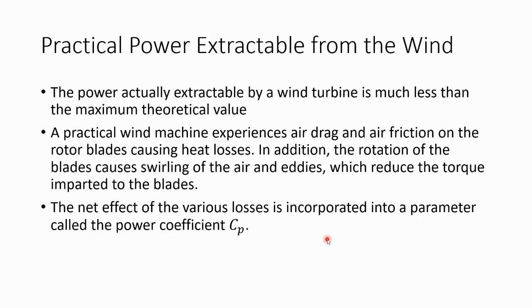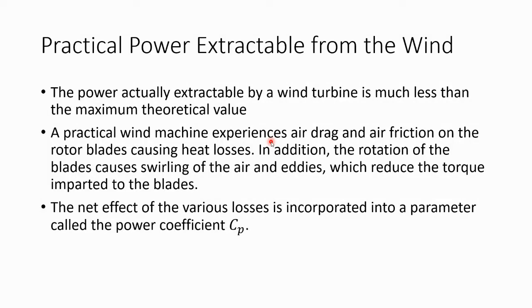So several comments. The power actually extractable by a wind turbine, okay, is much less than the maximum theoretical value, as we have witnessed just now. It's only equals to 59.3% of the maximum wind power that is offered to us from the incoming wind. A practical wind machine experiences air drag and air frictions on the rotor blade, causing heat losses.